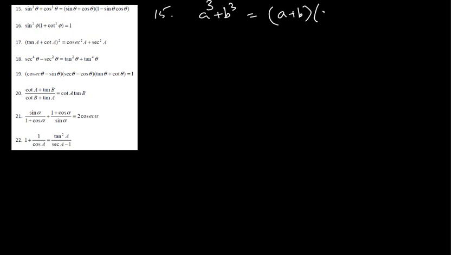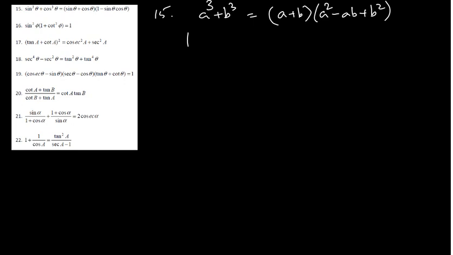So this is a formula to be used for 15, algebraic simplification. Just like the way we have a squared minus b squared formula, for this there is a formula: a cube plus b cube equals a plus b times a squared minus ab plus b squared. So this is the formula we'll be using.